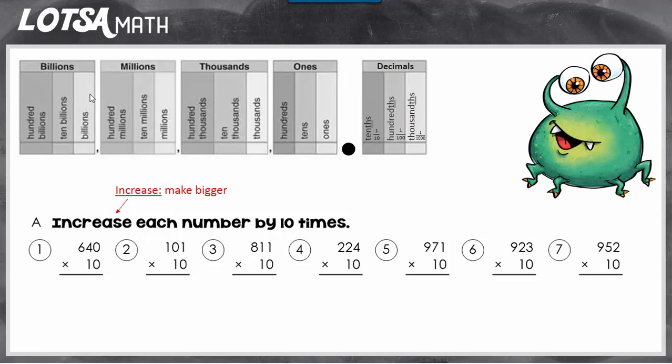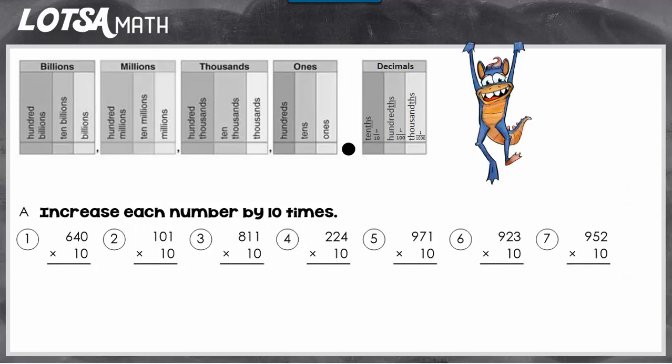Notice these questions are set up as a times 10 multiplication problem, but you can solve them the same way that we've been increasing numbers by 10 times. And let's look at some examples on how you would do that.